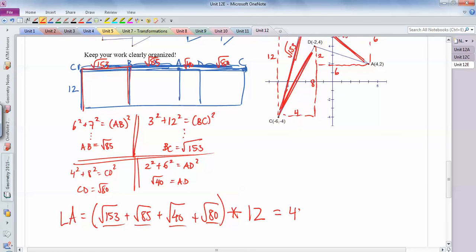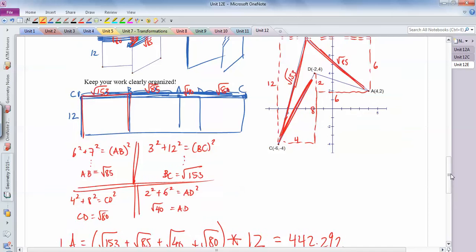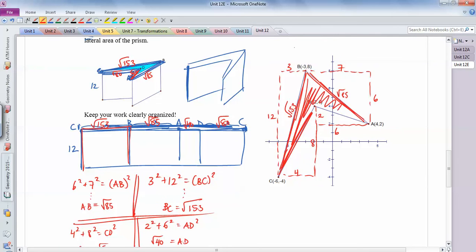So this comes out to 442.292. Whoop, sorry, that 9 showed up funny. 292. And then there were no units for this, so that's just our answer. Now, if I asked for the total area, you'd actually have to figure out the area of this thing too, and then double it and add it because there's a top, and then there's also a bottom down here as well.